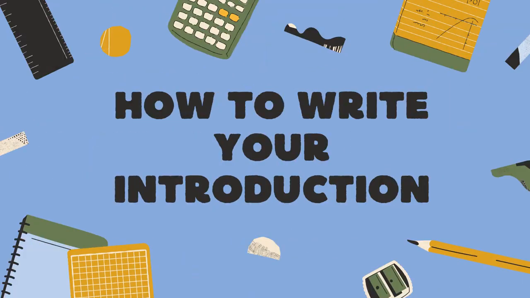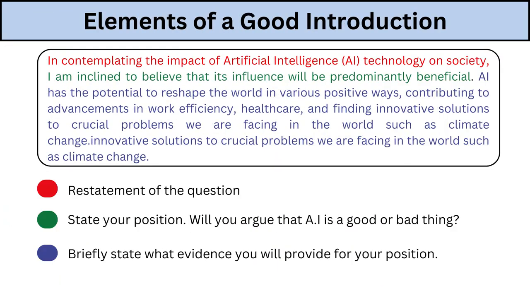Let's look at the introduction. Let's read it together. In contemplating the impact of artificial intelligence on society, I am inclined to believe that its influence will be predominantly beneficial. AI has the potential to reshape the world in various positive ways, contributing to advancements in work efficiency, healthcare, and finding innovative solutions to crucial problems we are facing in the world, such as climate change.